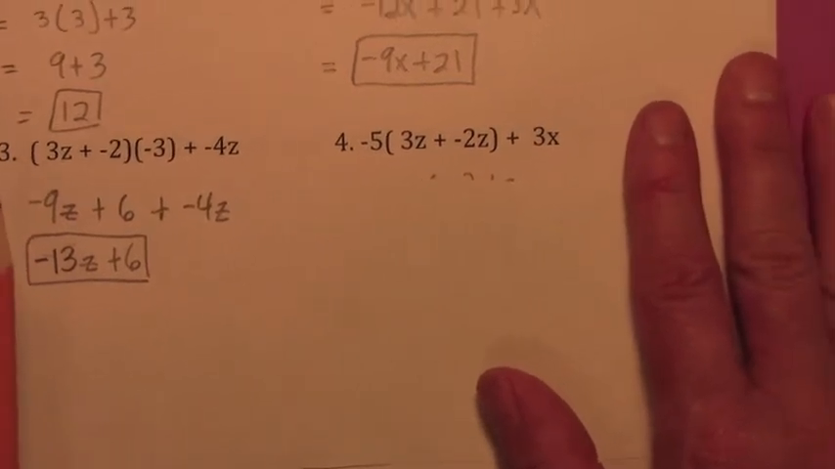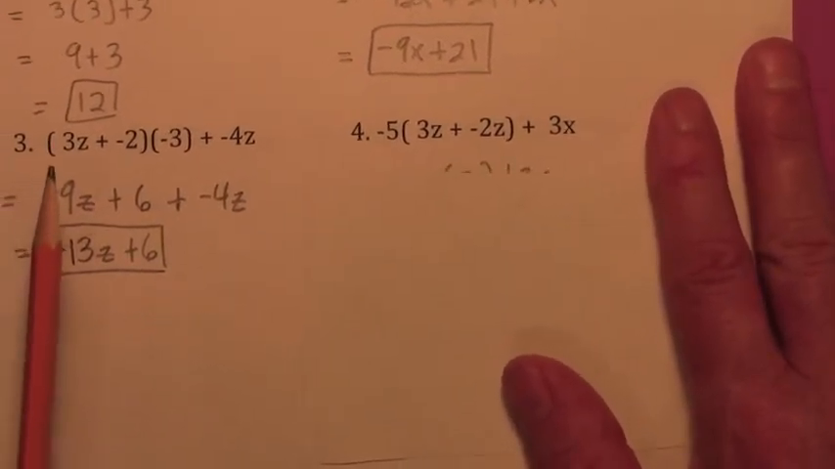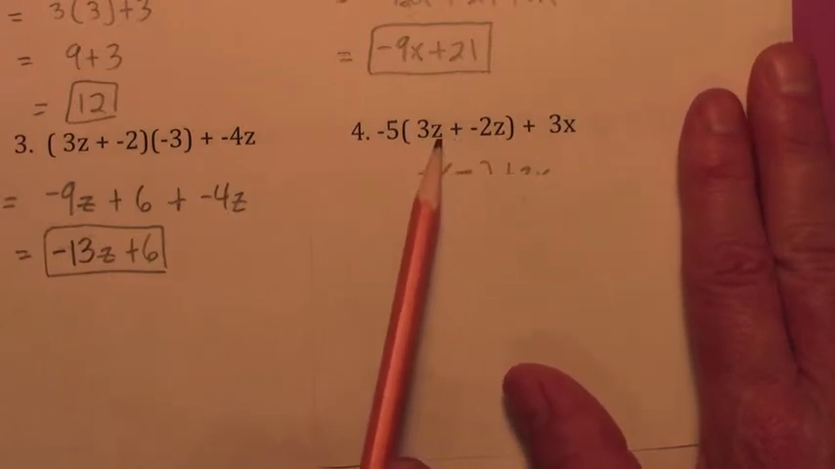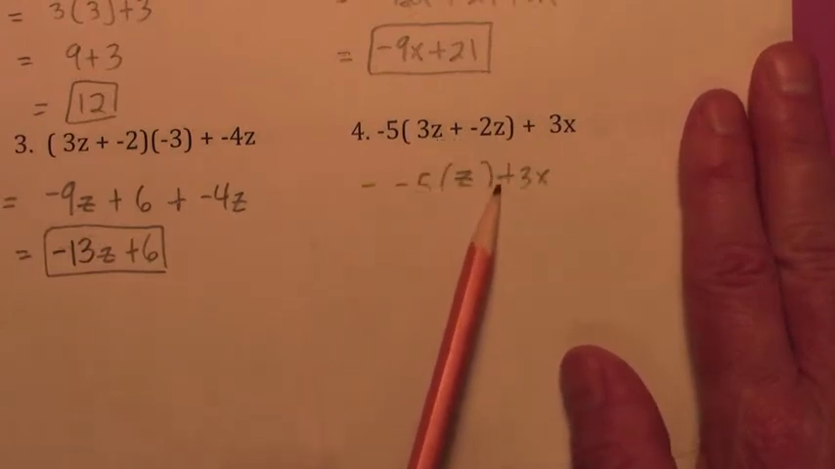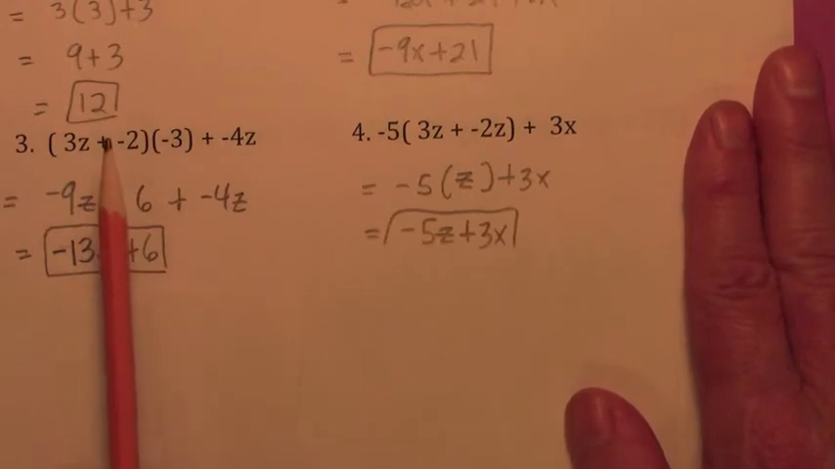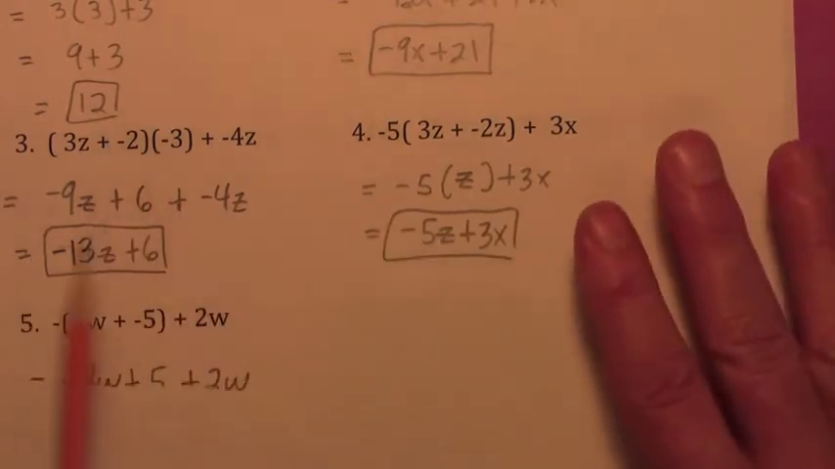This one, what would you do first? Did you recognize these are like terms? That's what I'm going to do. I'm going to add these together. 3z plus negative 2z is just 1z. And then you multiply it. This is just negative 5z plus 3x. I don't think you can do anything else. They're not like terms, right?